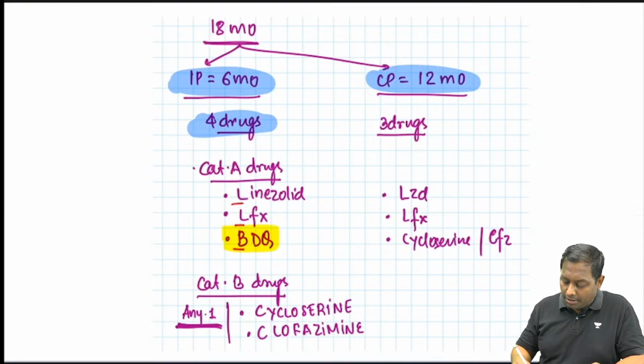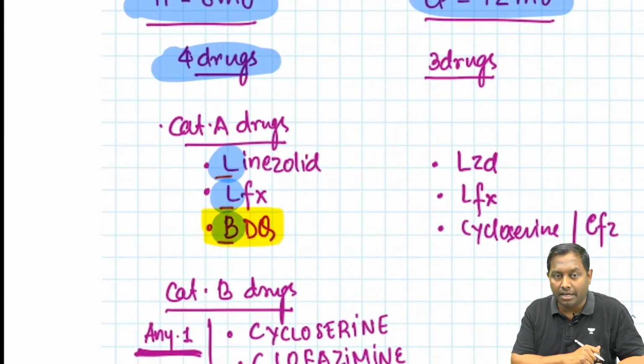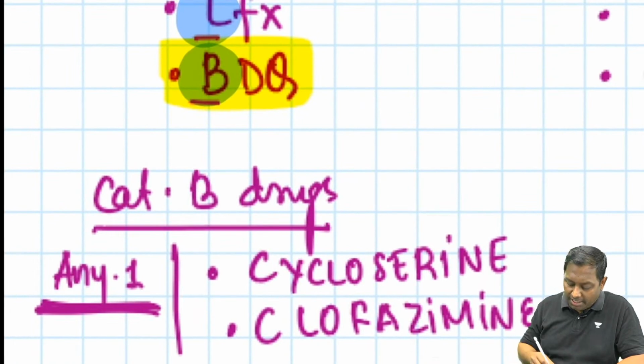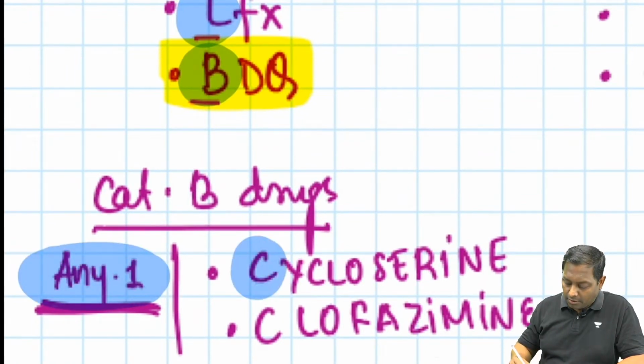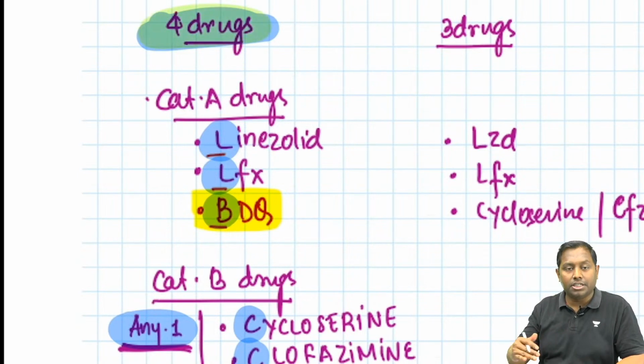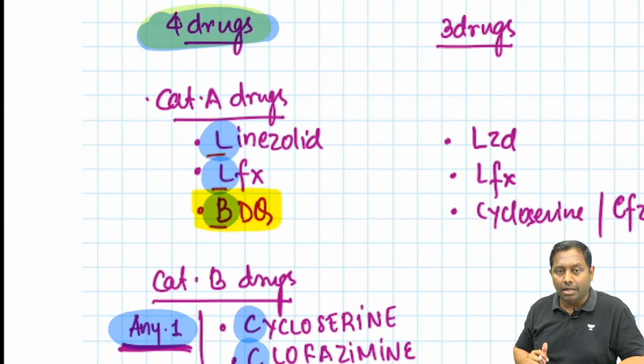That will be 3 drugs from category A, and you can remember with a simple mnemonic, category A drugs are LLB wale drugs. LLB drugs are category A: linezolid, levofloxacin and bedaquiline, and 2 drugs are there in category B. Out of these 2 drugs, any one will be utilized: cycloserine, clofazimine. So total number of drugs, there will be 4 drugs only. 3 drugs from category A, linezolid, levofloxacin and bedaquiline, and any one from category B.